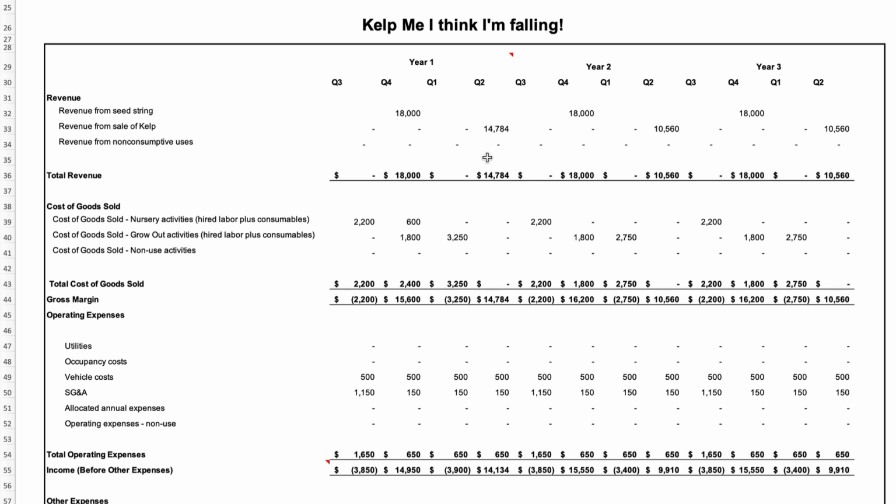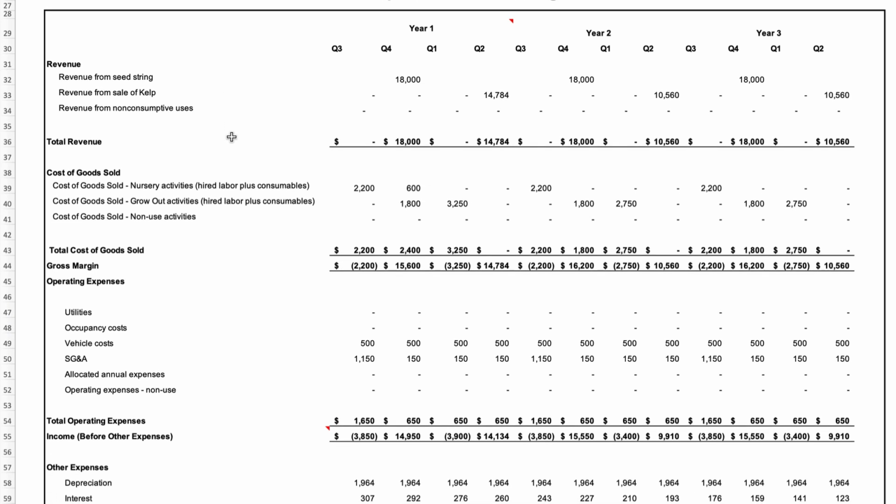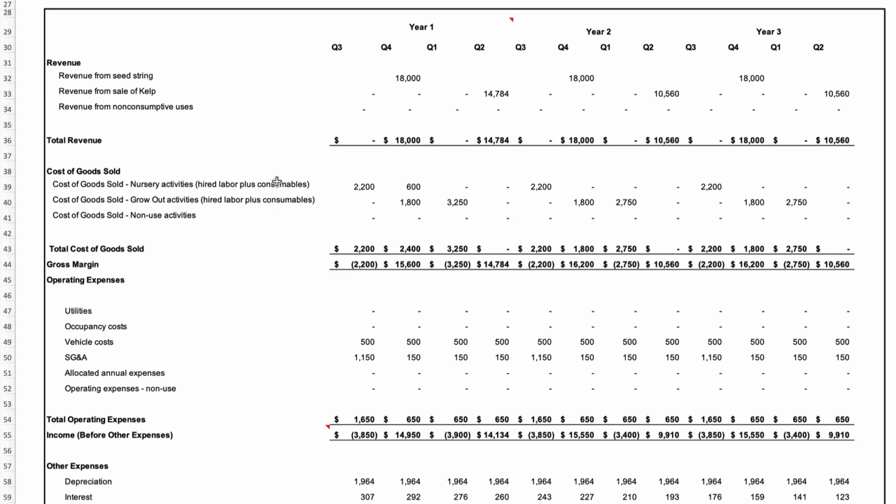The structure of an income statement is that revenues are presented first, and then the direct cost or cost of goods sold, which in this case entails hired labor plus consumables. We are not looking at any revenue or costs for non-use activities because I want to discuss just the economics of kelp seed production and wet kelp production.